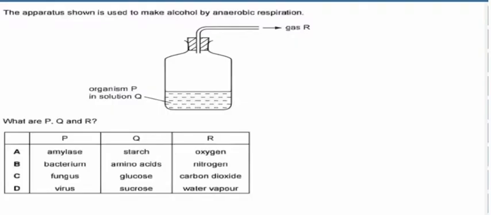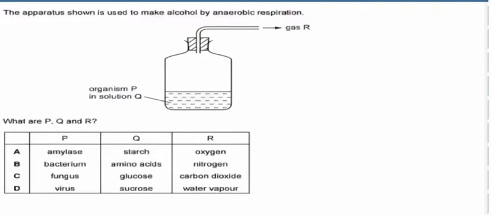The next one. The apparatus shown is used to make alcohol by anaerobic respiration. So during anaerobic respiration, an organism is going to react with glucose. So an organism can be represented by X, which may be yeast or fungus, like that. And what is going to be produced is alcohol and carbon dioxide, which is the gas.